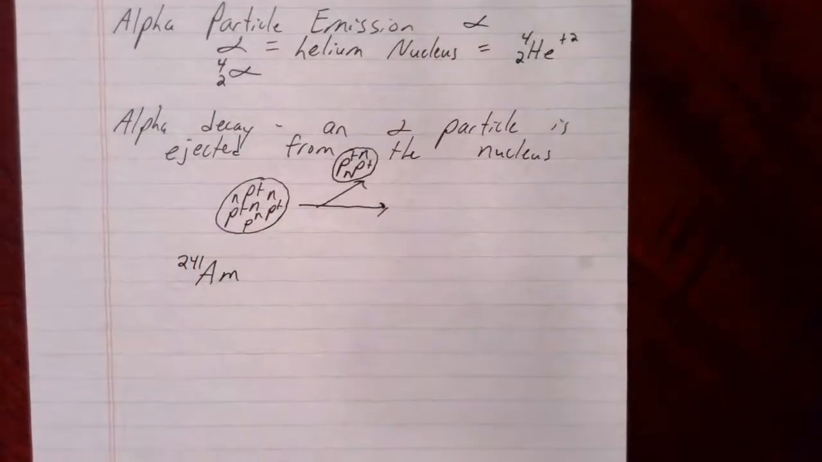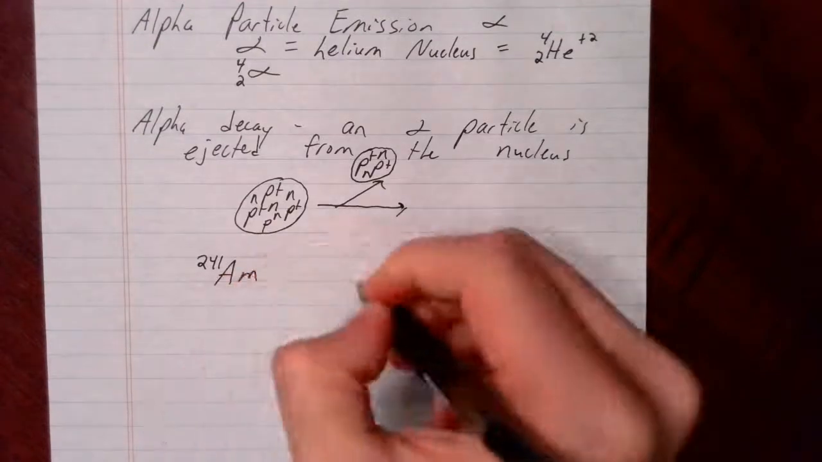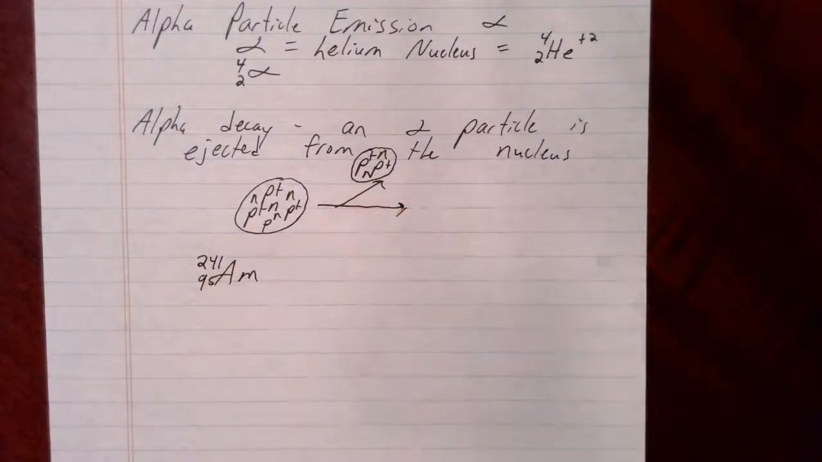We have Am-241. That might not be an element you're familiar with. Americium is the name of the element. You can guess what it's named after. It's typically used in industrial and home smoke detectors. It's actually a fairly common element in industry, one that you might not realize is probably in your home or has been in your home at some point. The atomic number for americium is 95.